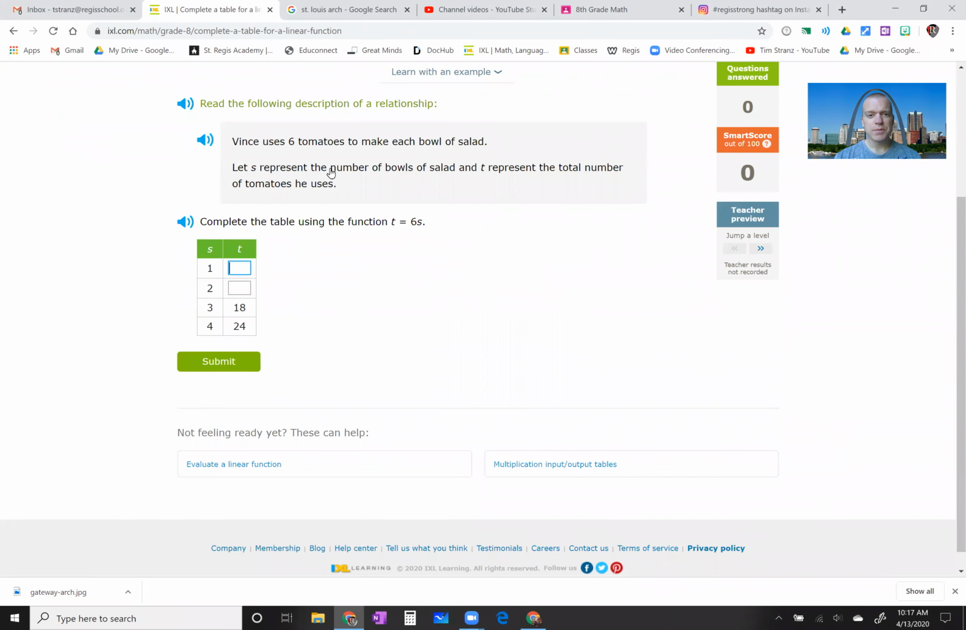Vince uses 6 tomatoes to make each bowl of salad. Let S represent the number of bowls of salad and T represent the total number of tomatoes. So complete the table, and your function is T equals 6 times S. So this is your T column, T equals 6 times S. So 6 times S is going to equal T, so that's 6, right? 2 times 6 is going to equal T, which is 12. So we can see they each go up by 6 each time.